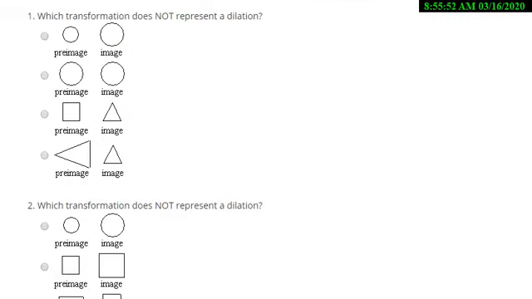And finally, we need to have some general questions to end this lesson, and I hope you get the topic. Question number 1: which transformation does not represent a dilation? The first choice is two circles, the second is another two circles, the third is a triangle and a square, and the fourth is two triangles. According to the definition of dilation, the choice which does not represent a dilation is the third choice.